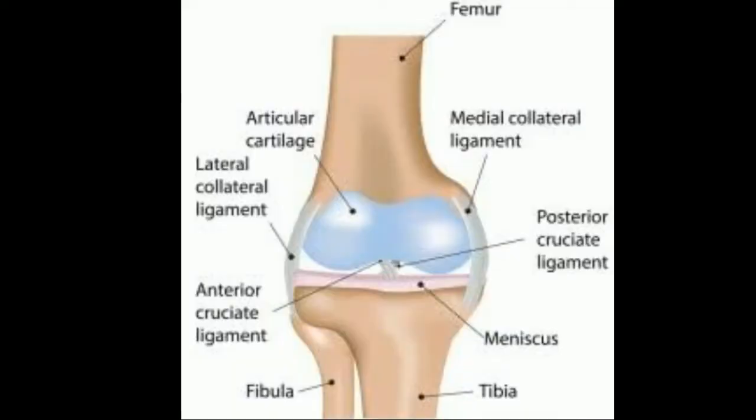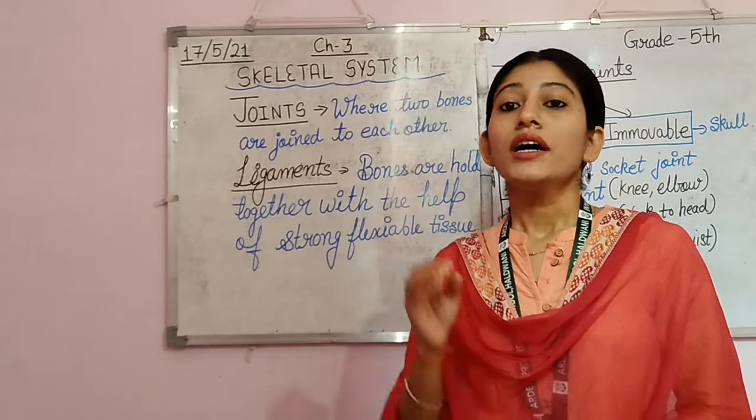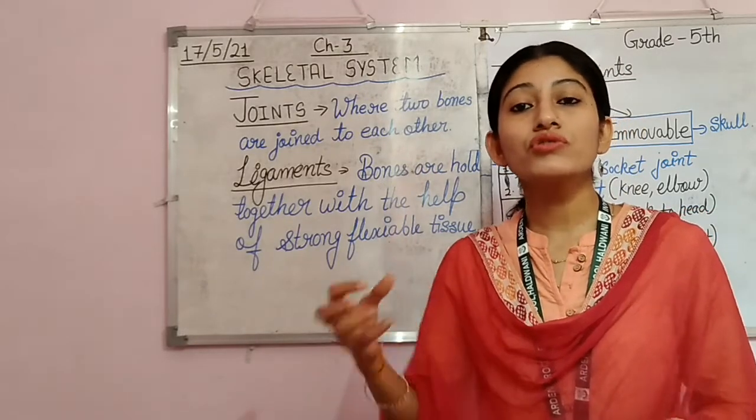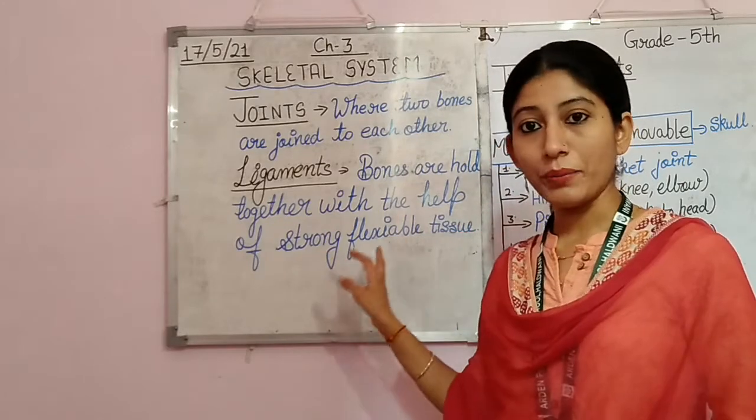Okay? Now students, in this picture you can see that a gray portion is given. This gray portion is marked as ligament. You can see here that these ligaments are helping in joining the upper bone, the femur, and the lower two bones, the fibula and tibia. These three bones are joined with each other with the help of a ligament. Now, what is the role of ligaments in the human body? Ligaments help the bones to hold together. Okay, now I hope it is clear.